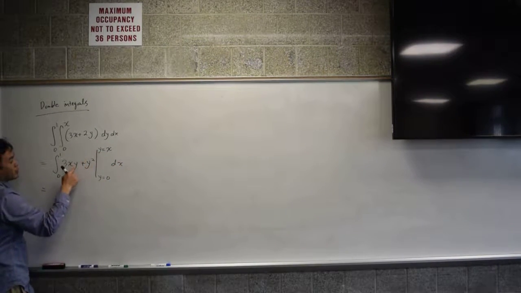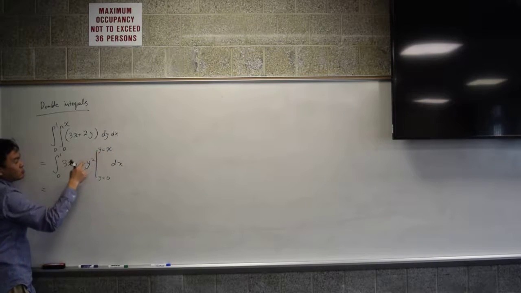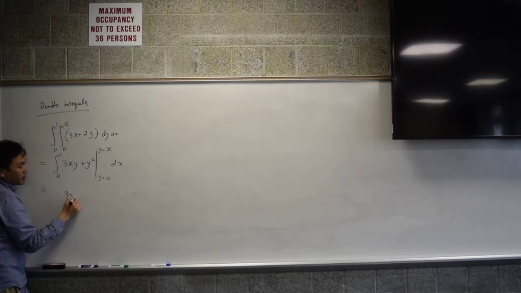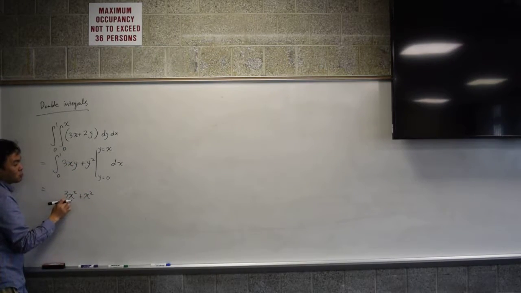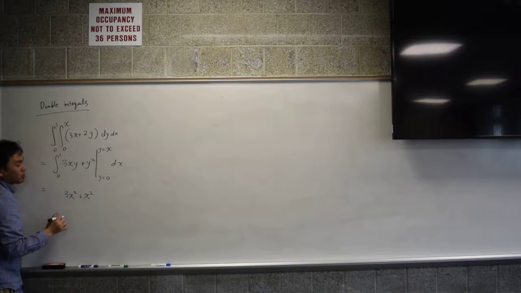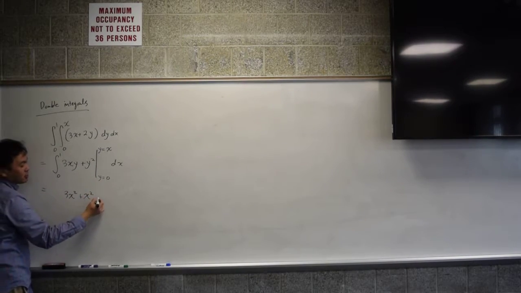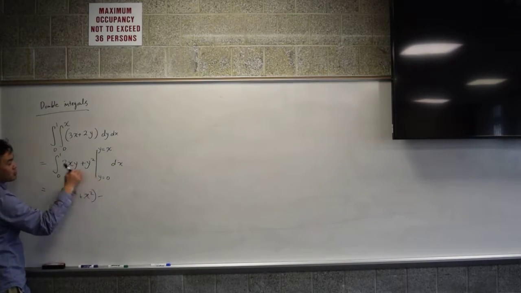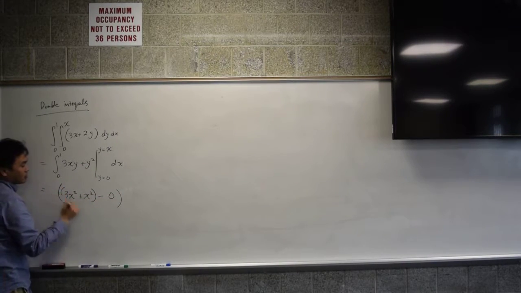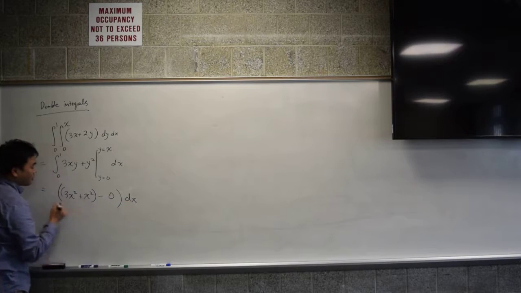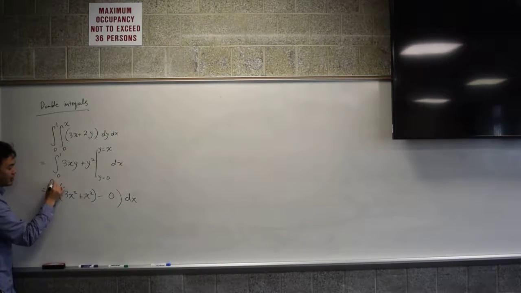So let's plug x into y, so you get 3x squared plus x squared, because x times x is x squared. And then when you plug in 0 into y, it's 0, so there's nothing there. And then you're still integrating by x. We still need to integrate by x.